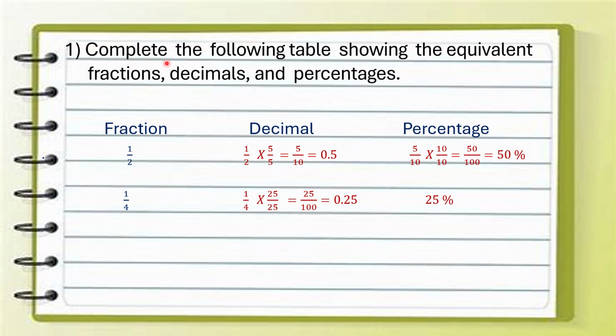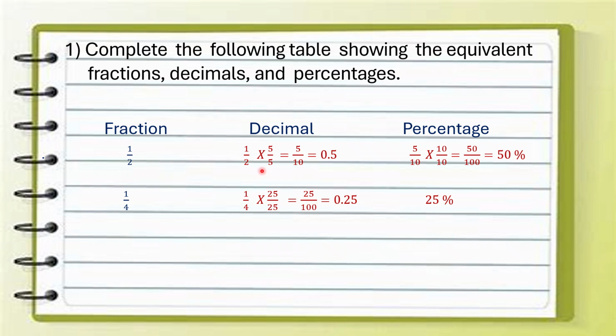First sum, complete the following table showing the equivalent fractions, decimals and percentages. Okay, so the first sum is 1 by 2. We are going to convert into decimal as well as percentage. How can we convert into decimal? Now what is the question? It's 1 by 2. Now we have to multiply 5 by 5. Why am I multiplying 5 by 5? Because I'm going to make the denominator 10.